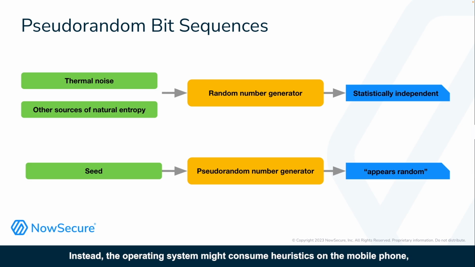Instead, the operating system might consume heuristics on the mobile phone, like power usage or network patterns that appear to be random. We call these pseudo-random number generators. If we control the seed that powers an encryption algorithm, whether that be a secret password, a key, or other seemingly random number, then we can predict the output and break the encryption layer.